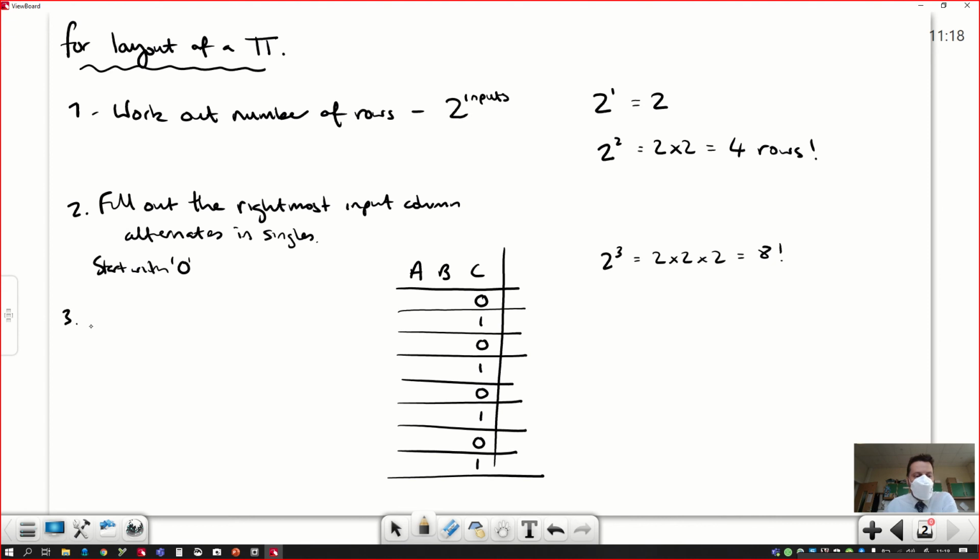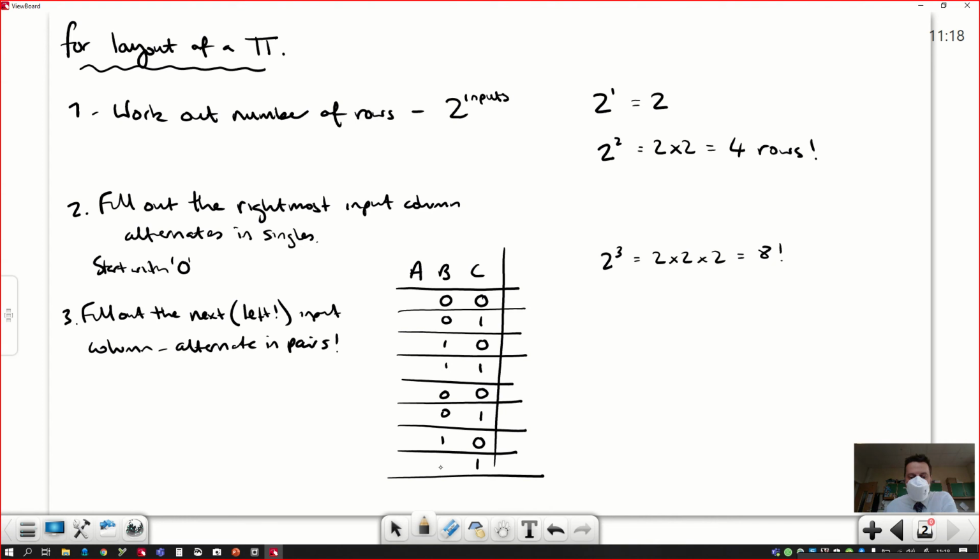Part 3. Fill out the next left input column. Alternate in pairs. So this would be 0, 0, 1, 1, 0, 0, 1, 1. I've moved to the next input column. I've gone left by 1. I'm filling it in, starting with 0, but I'm making them appear in pairs.